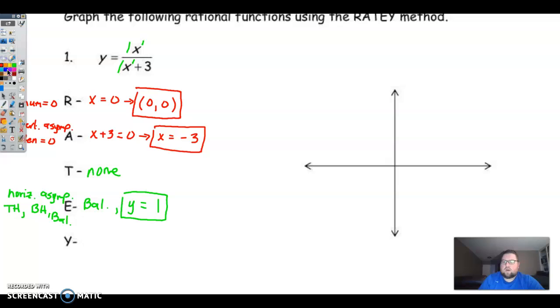Last but not least is our y-intercept. The y-intercept is where you plug in 0 for x. All right, so y-intercept is where x equals 0.